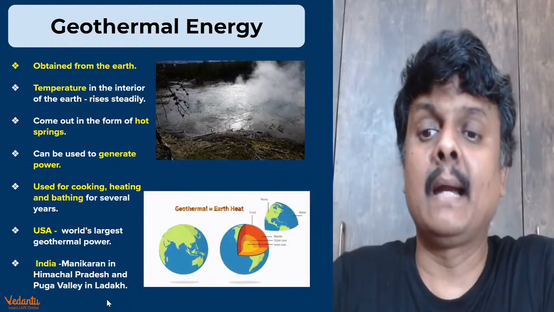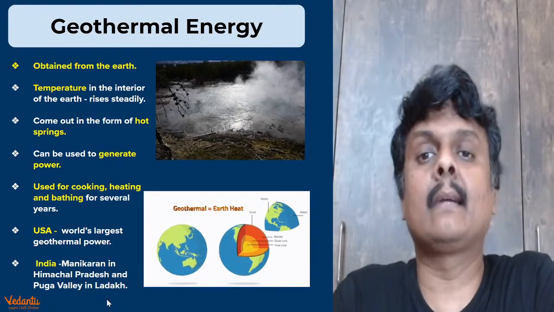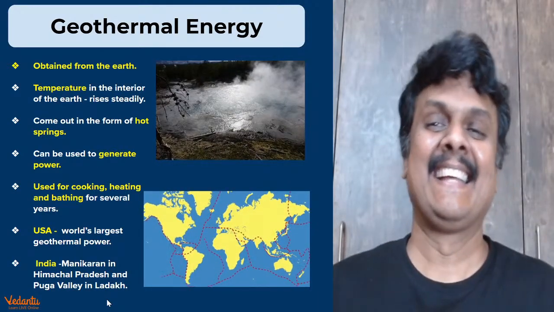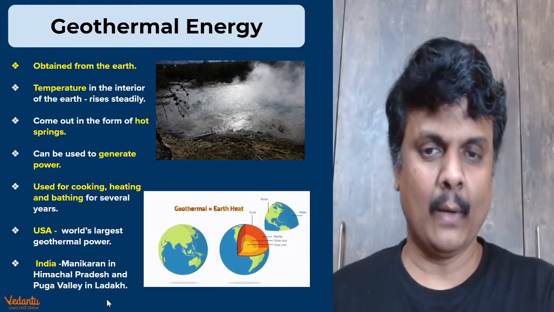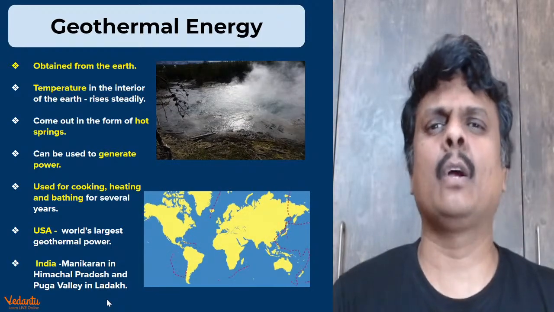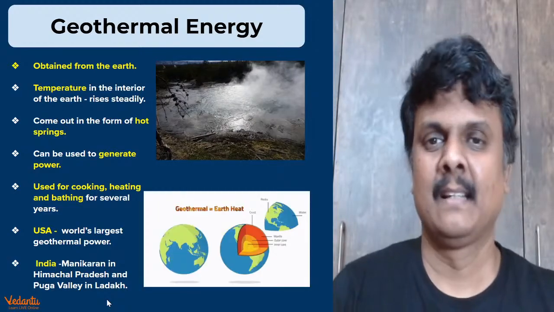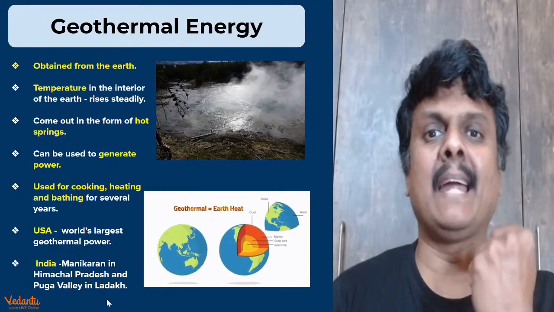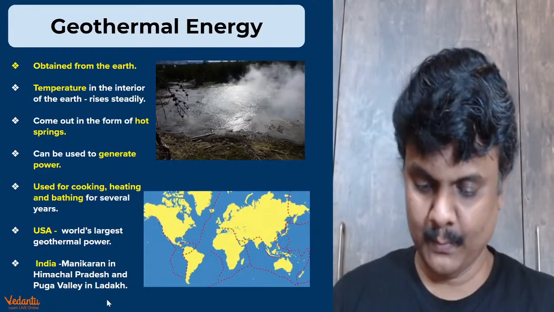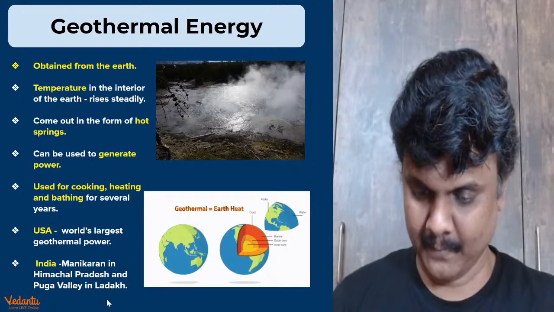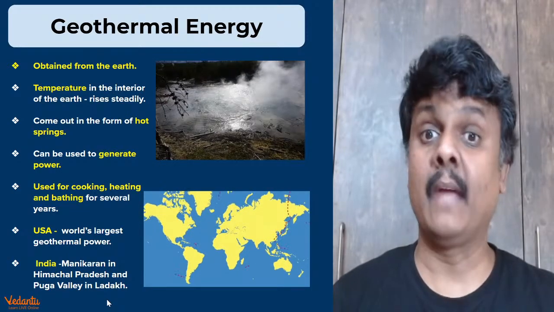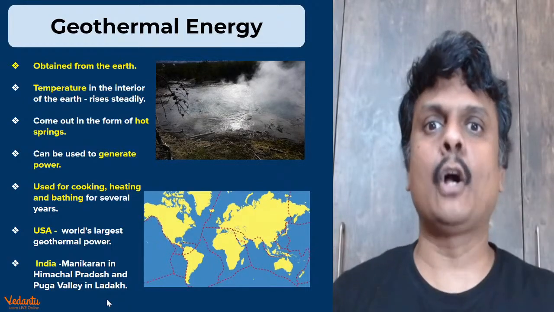Okay. In India, we have Manikaran in Himachal Pradesh and Puga Valley in Ladakh. Now you know why Ladakh is so precious, right? Okay. Look at that picture. They drill for a few kilometers. Generally, it is somewhere like 1 to 2 miles inside, so that they are able to get enough steam and heat to get the energy that we require. Asma, yes, it is very, very hot. Only if it is hot can you get the energy.